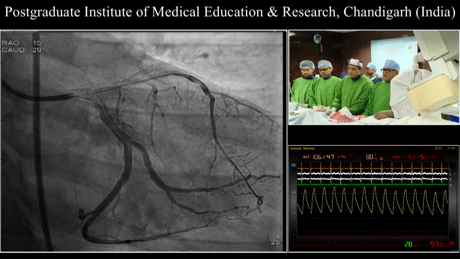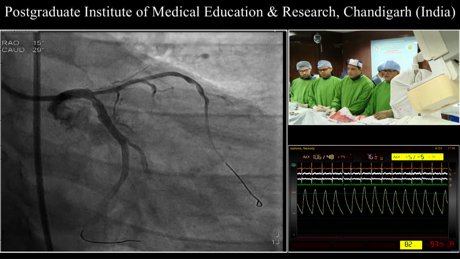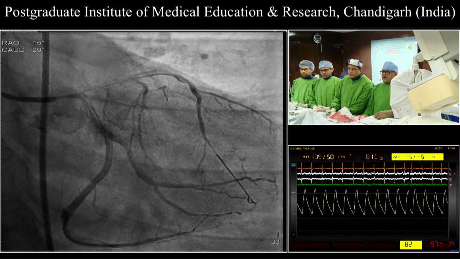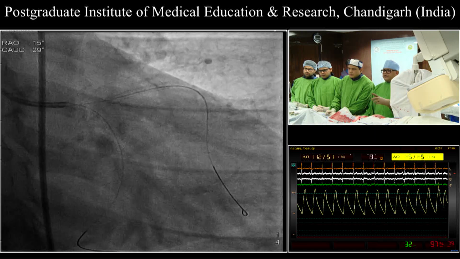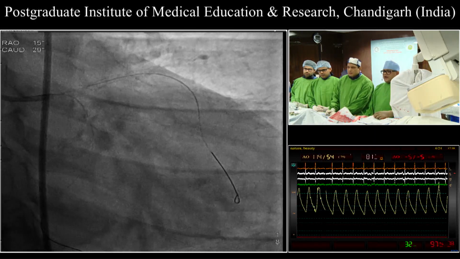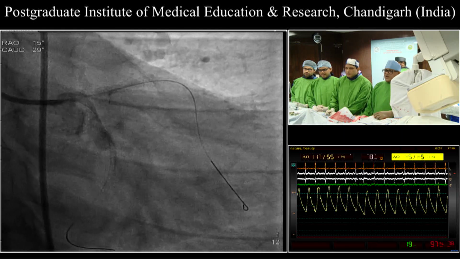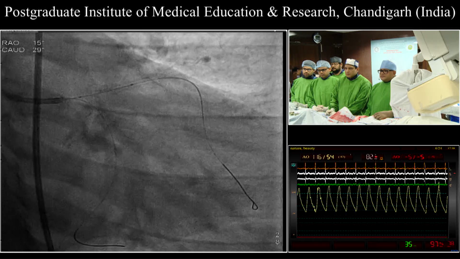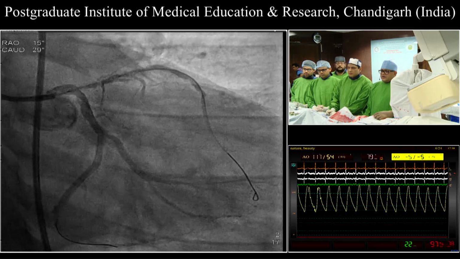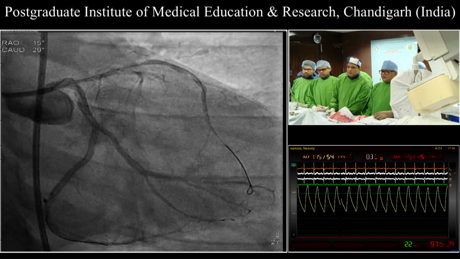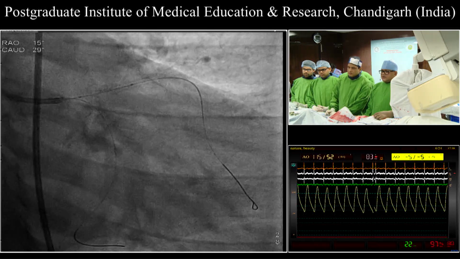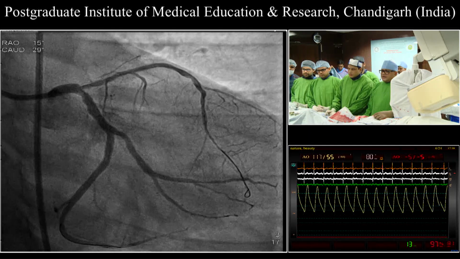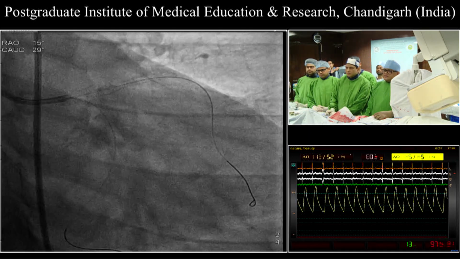So what would be your strategy? Predilate, image, and then stent across? That's right. This is the first angiogram which we have taken just now. We have crossed the LAD and also placed a wire across the left circumflex. It's a BMW wire which we could cross. Then we dilated with a 2.5 by 20 millimeter balloon across the in-stent restenosis. And this is the result after balloon dilatation.